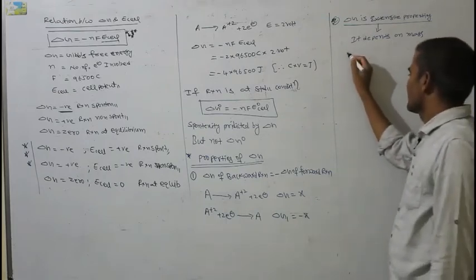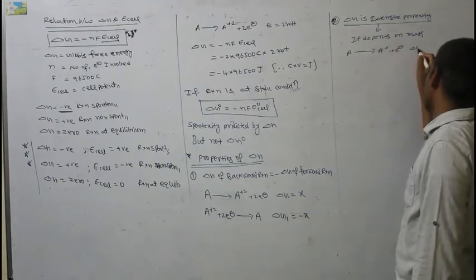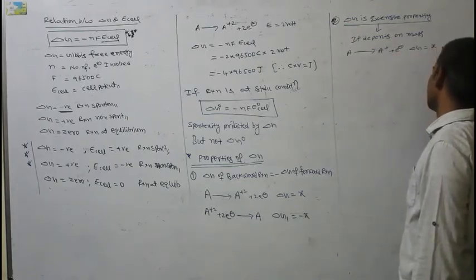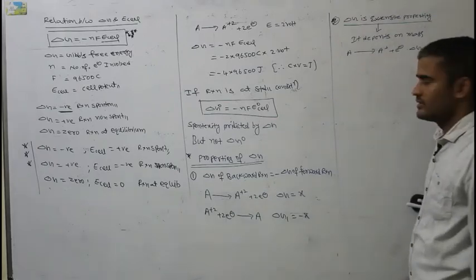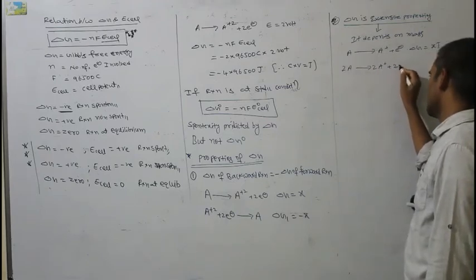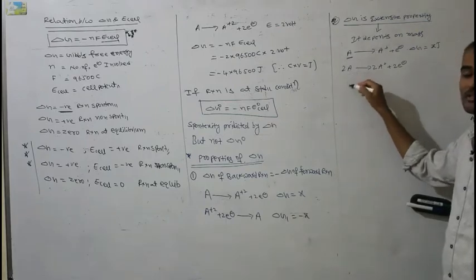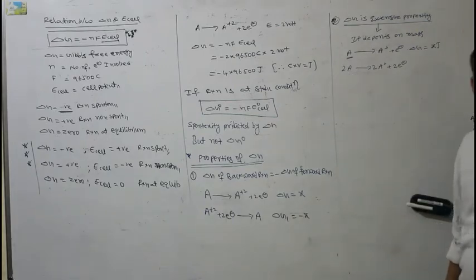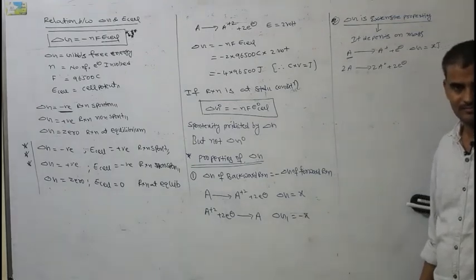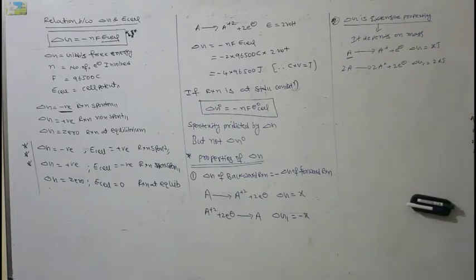Look at A converting into A plus by loss of electron. Del G equals X joules. If 2A converts into 2A plus 2 electrons, here what have we done? Here 1 mole of A participated, but here A participated 2 moles. Number of moles increased means mass of that particular metal also increased. So now this del G1 becomes equal to 2X joules. It is an extensive property, it is dependent on the mass.